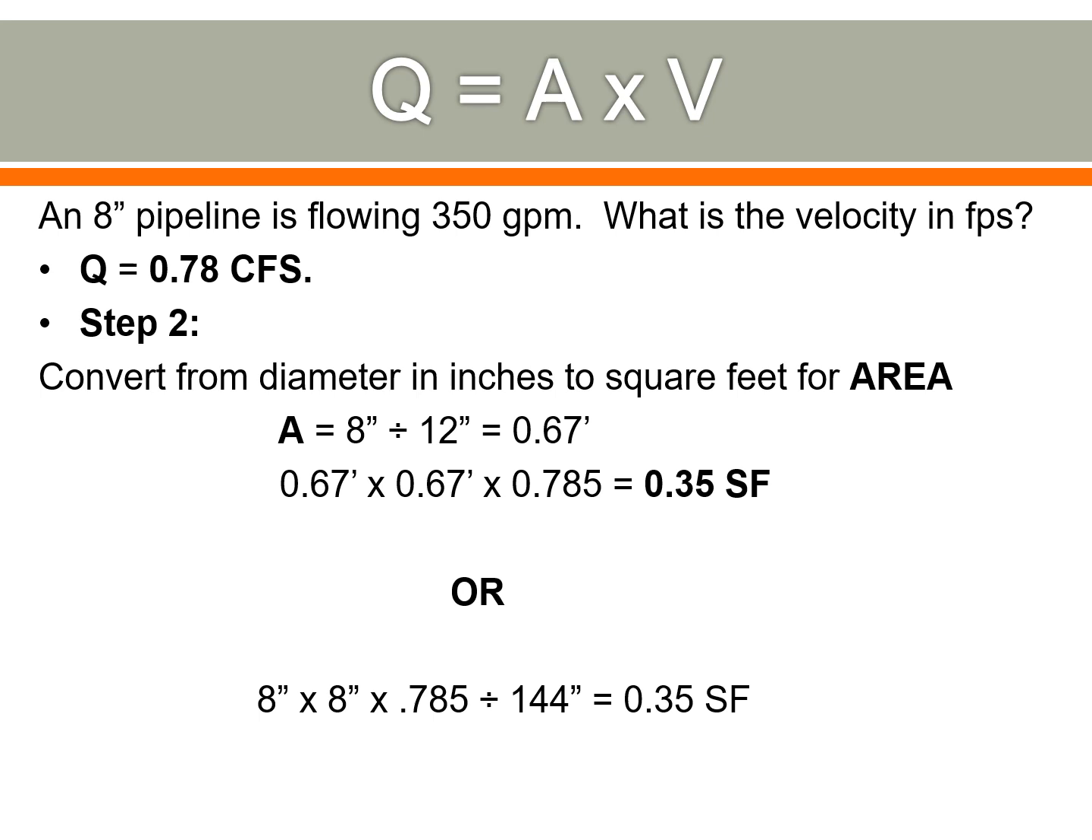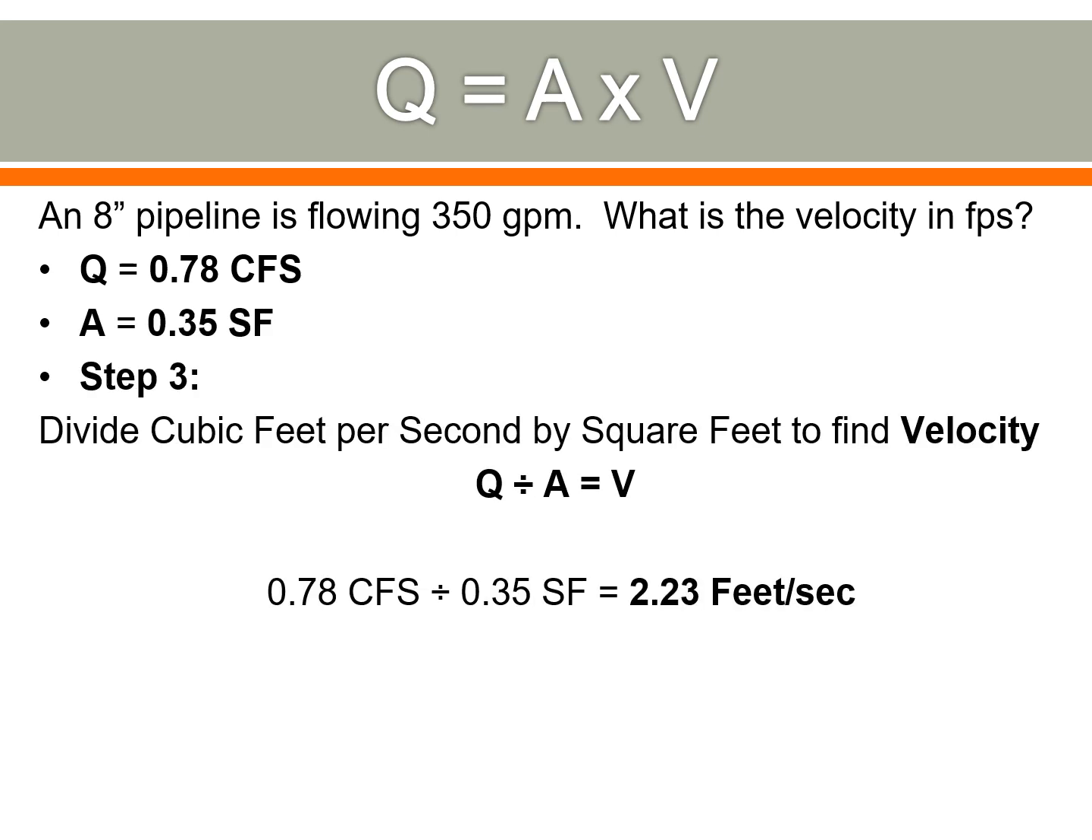Otherwise, you could do the math a different way because, right, there's always two different ways of doing it. Or you can just take your 8 inches times 8 inches times 0.785 divided by 144 inches, and you would get 0.35 square feet. Same answer. It doesn't matter which one you use so long as you arrive at the same answer. All right, so now we have our Q, we have our A. Now we're able to solve for velocity, right? The V. So in order to do that, we would just take 0.78 cubic feet per second and divide that by 0.35 square feet, and you get 2.23 feet per second.